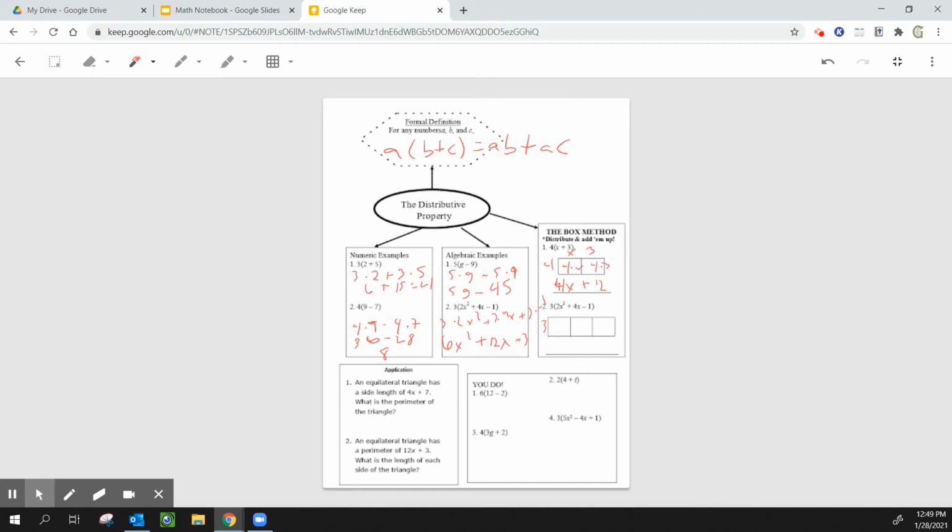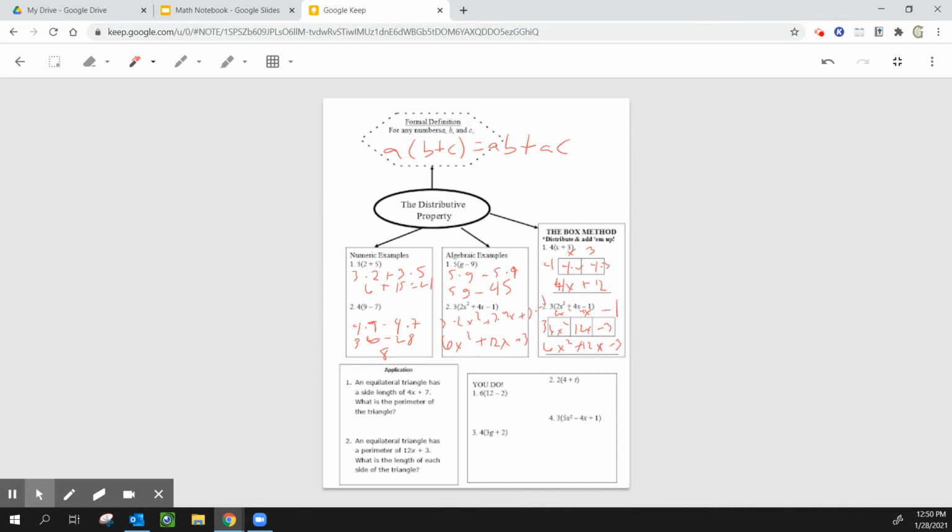The 3 goes here. Then I have a 2x squared and a 4x and a minus 1. So 3 times 2x squared would be 6x squared. Oops. Sorry, not super clear there. We got 6x squared. And then we have 3 times 4x, which would be 12x. And 3 times minus 1, which is minus 3. And so there's my answer, 6x squared plus 12x, since it was positive, minus 3.